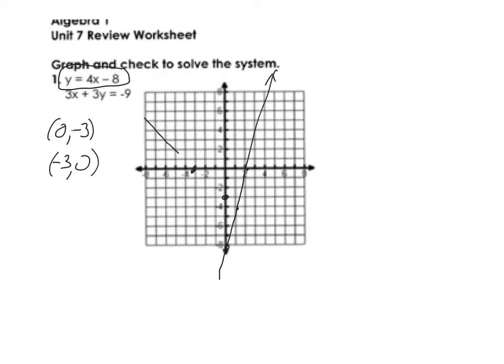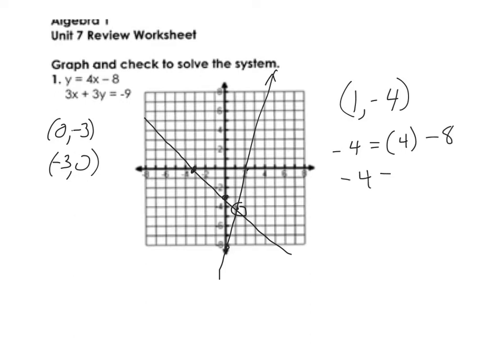Okay, here's my line. And according to my drawing, it looks like we cross at 1, -4. Now how you would check that is you would plug it back into the original equation. I'm going to go with the top one. I get -4 equals 4 times 1, which is just 4, minus 8. -4 is equal to 4 minus 8 is -4. So I know that this is the solution. Let's take a look at number 3.